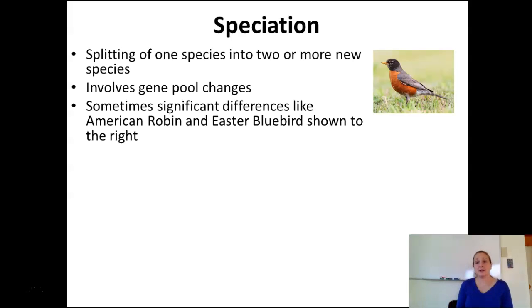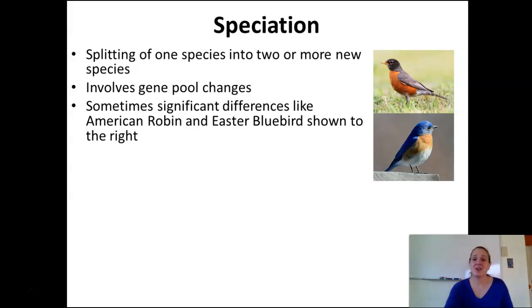Now, when we look at speciation events, sometimes we get really significant differences. So here we have a picture of a robin, and it's hard to believe that the robin and the bluebird are closely related to each other. They look so different from one another, but they are closely related to one another. And we have this point where speciation occurred, the splitting, and it gave us really obvious differences.